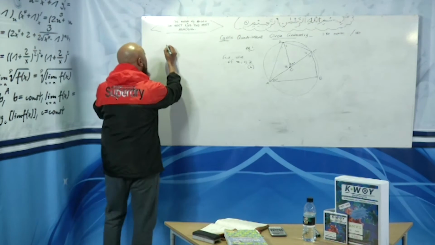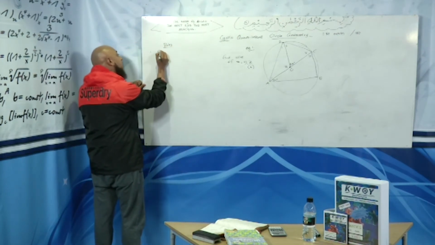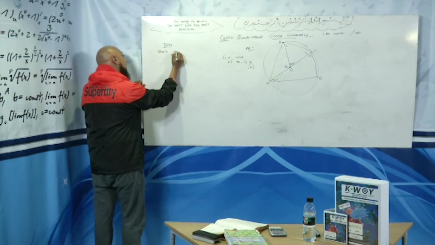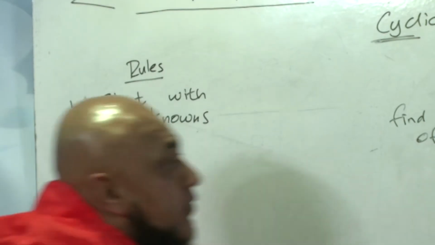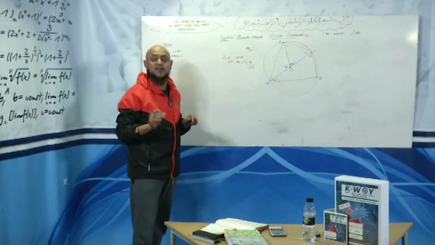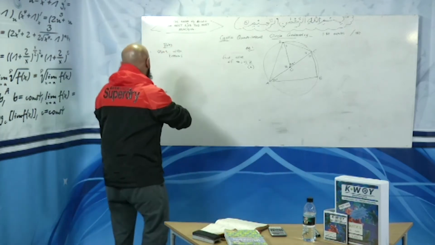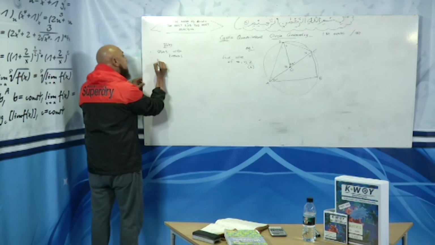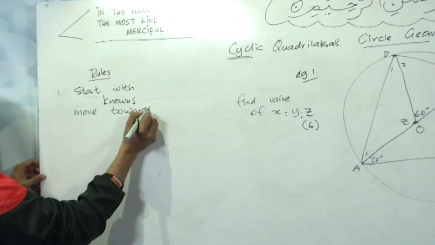So let's put it here. Rules. Let's put a little bit of rules. We say we start with knowns. What is your known here? You've got two knowns. Whether you want to start with the 20 degrees or you want to start with the 60 degrees, it's entirely up to you. We need to move. Start with knowns and move towards the unknown.